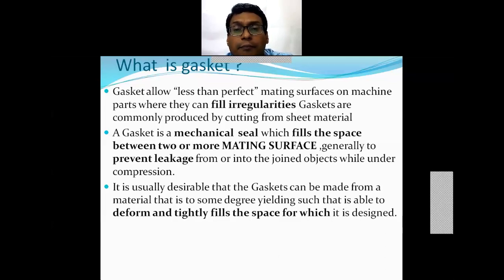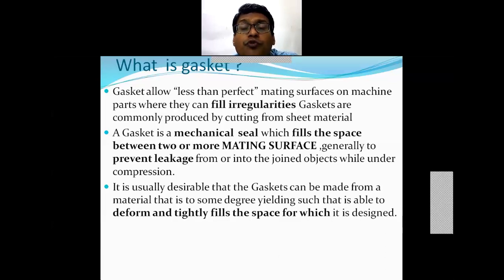The gasket is basically a mechanical seal. Its purpose is to seal the fluid so that there is no leakage, to prevent leakages between two mating surfaces that have irregularities, and it serves the purpose of a mechanical seal. So it is usually desirable that the gasket be made from a material that is to some degree yielding, such that it is able to deform and tightly fill the space for which it is designed.